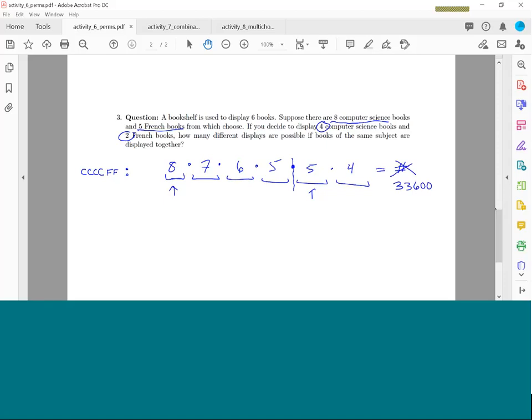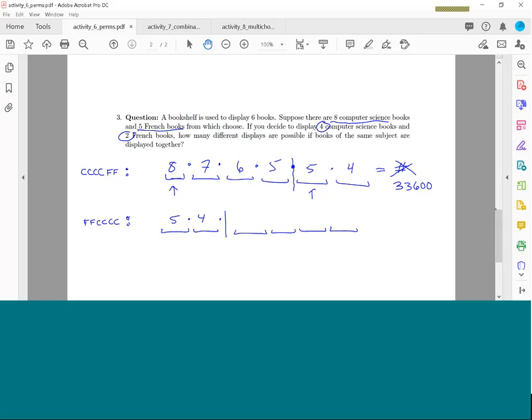You got it. So there is a second case. And the second case, you still have to group the French books and the computer science books together, but you totally could have put the French books first and the computer science books second. So this is a situation where we actually have 2 cases. So in this second case, the French books would be first, computer science books second. You would still get the exact same numbers.